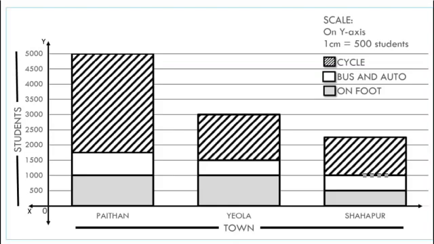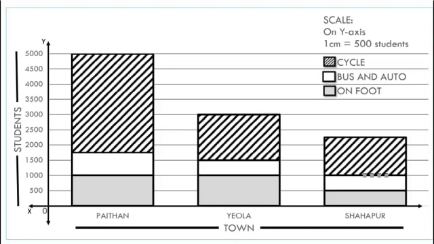After that you are going to write down the names of the towns on the x-axis, keeping equal distances between two consecutive bars. After that you are going to show the number of students on the y-axis with the scale 1 centimeter is equal to 500 students. Then the total number of students in the town Paithan is 5,000. Show it by a single bar.